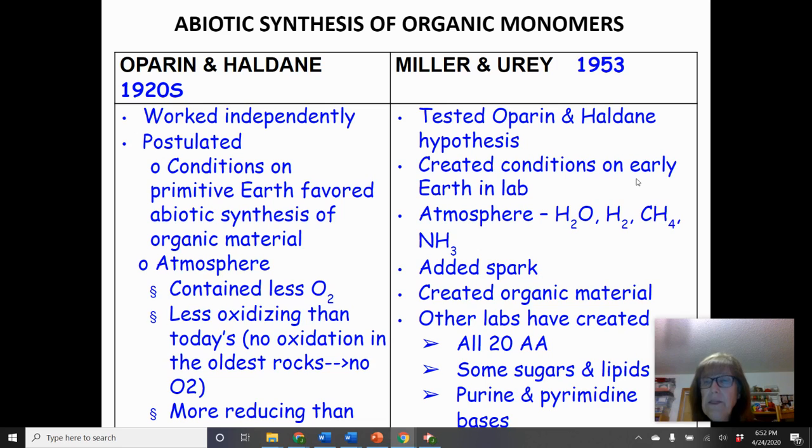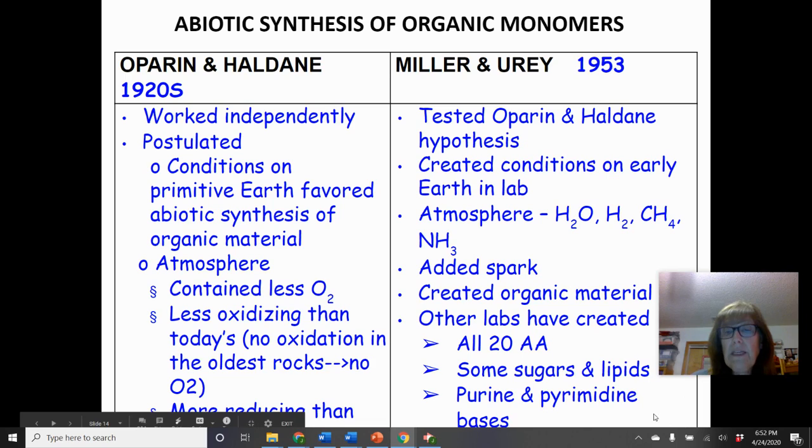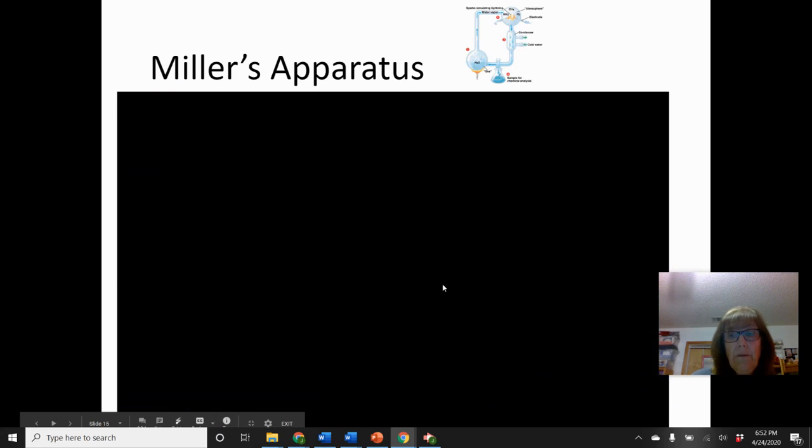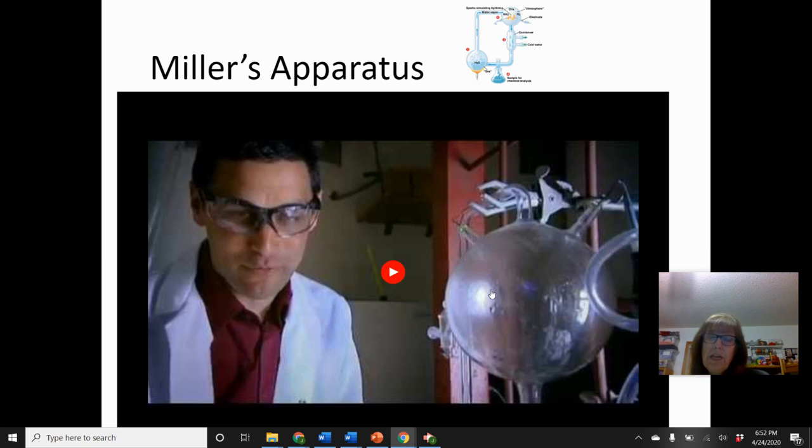A number of other labs have done similar experiments, and they have managed to create all 20 amino acids. They've been able to create some sugars and some lipids, and they've been able to make all of the purine and pyrimidine bases, the adenine, the guanine, the cytosine, and the thymine, in a laboratory. And let's look at this short little podcast here of Miller's experiment so that we can get an idea of what they did.